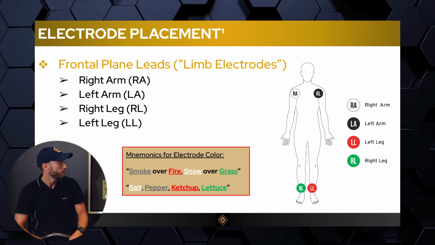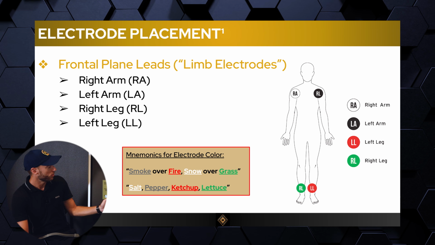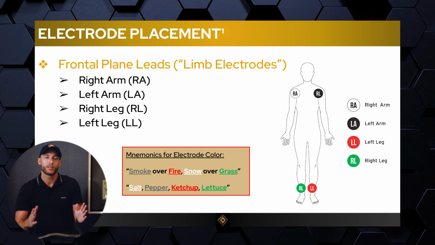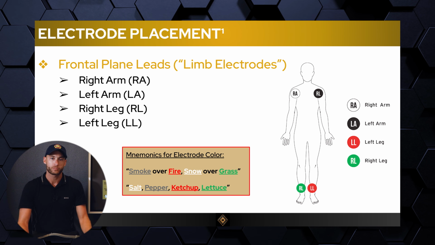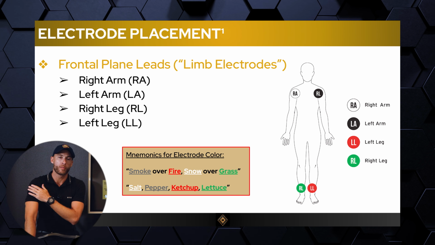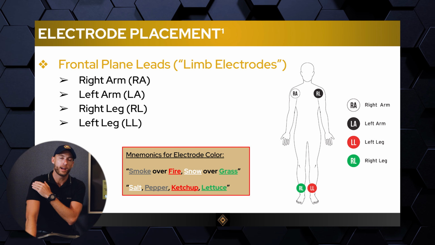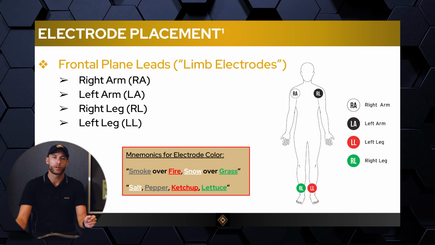Okay? Now, with our limb leads, I have a diagram over here. Here's some mnemonics for you. So you always want to start with the right arm. Now, the white electrode goes on the right arm. We could put it here on the inside of the wrist. We can put it up here on the humeral head. Whatever works for you. Okay?